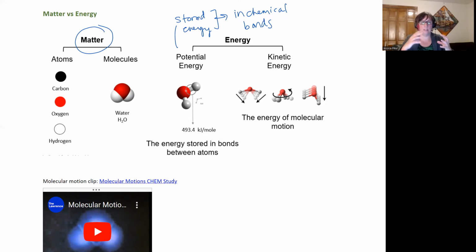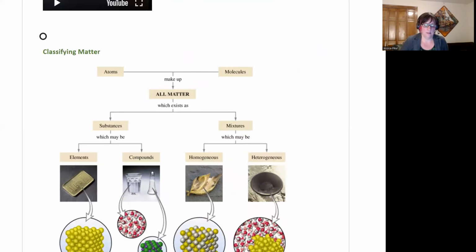Now, kinetic energy is really, as I said, motion. So it's a lot of different things for a molecule. It's a lot of stretching and vibrating in different ways. It's also rotating around, and it's just like moving through space. So that's vibrational, rotational, and translational motion. That translational is the motion of actually moving around.